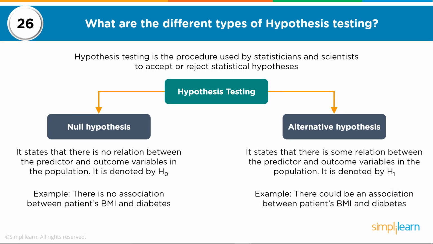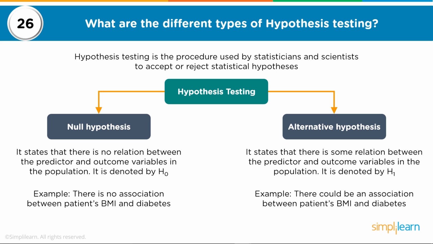Hypothesis testing is a procedure used by statisticians and scientists to accept or reject statistical hypotheses. We start with hypothesis testing. We have the null hypothesis and the alternative hypothesis. The null hypothesis states that there is no relation between the predictor and the outcome variables in the population. It is denoted by H0.